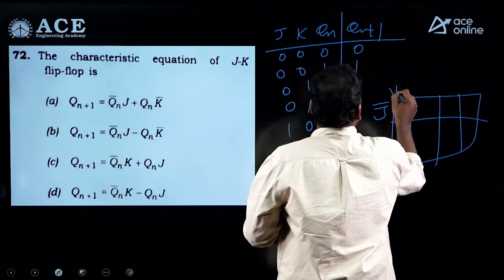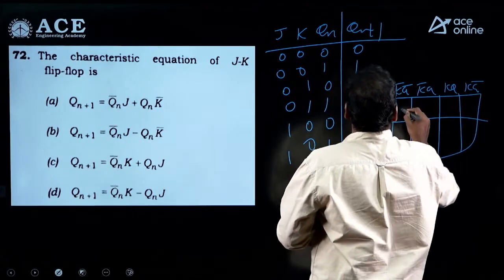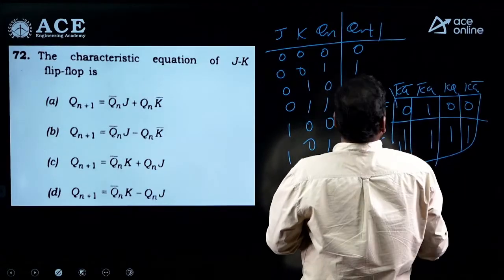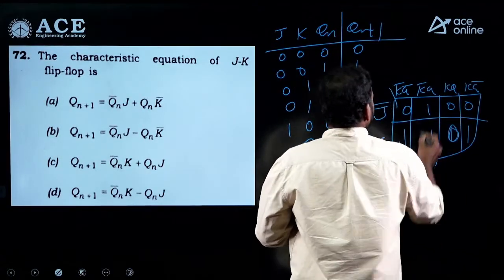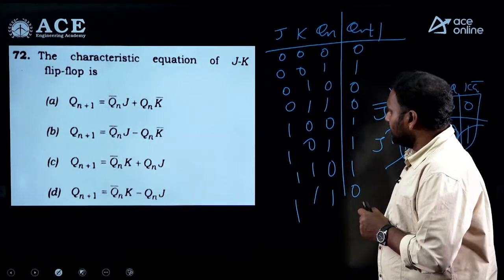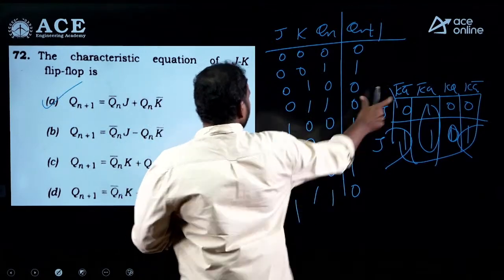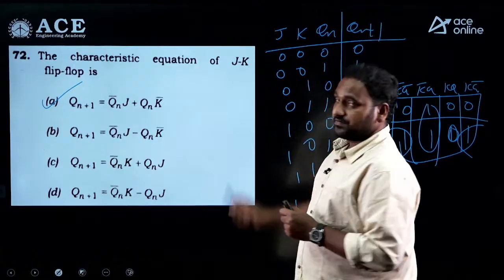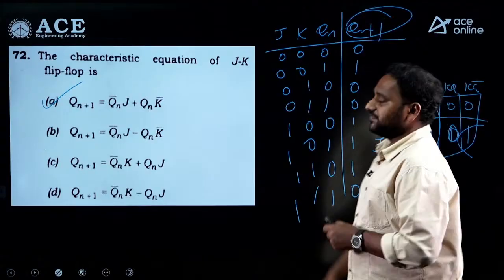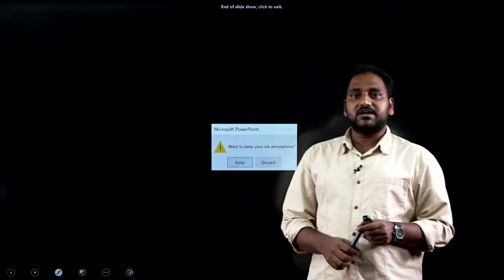If you take the K map for this, J bar, J, K bar Q bar, K bar Q, KQ and KQ bar, 0, 1, 0, 0 and this is 0, okay, right. We will have two groups, two pairs like this, giving K bar Qn plus J Qn bar. A is the correct option. I have given a rough sketch only of the characteristic equation standard table, JK, Qn, Qn plus 1. We are writing the expression for Qn plus 1, okay. These are the questions given from digital electronics.